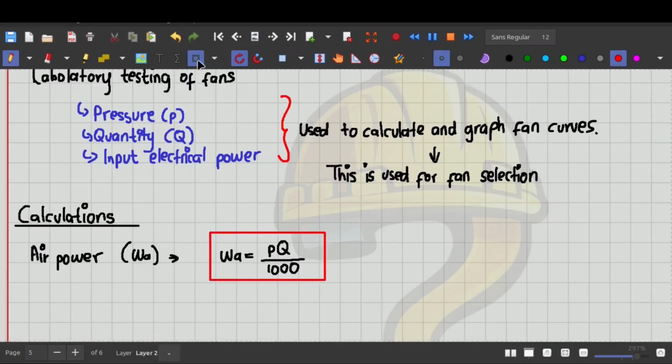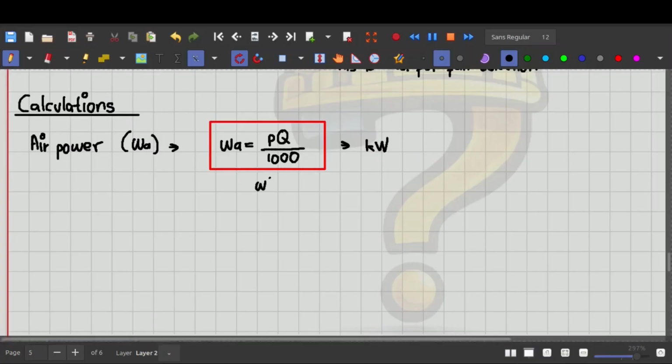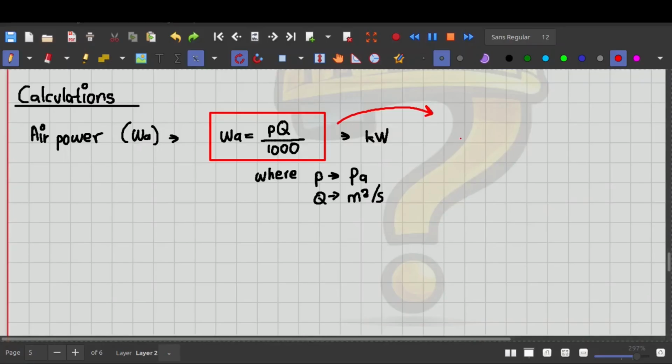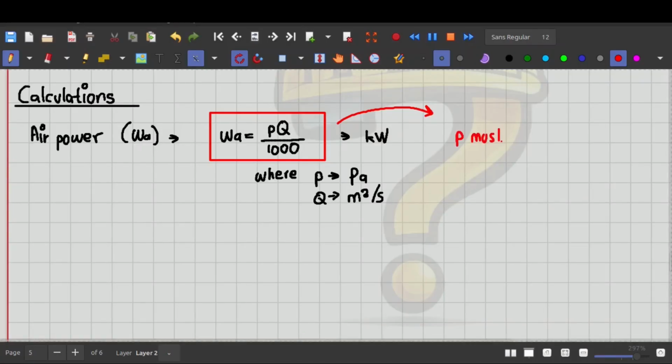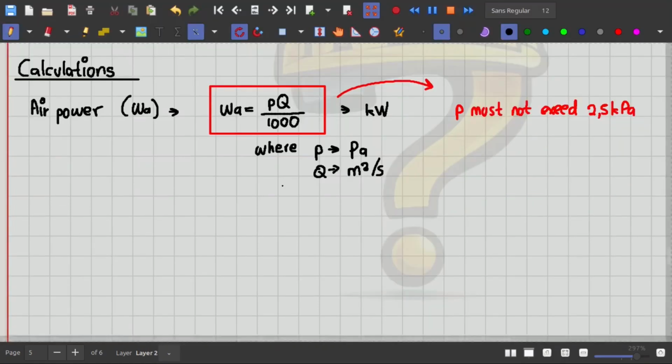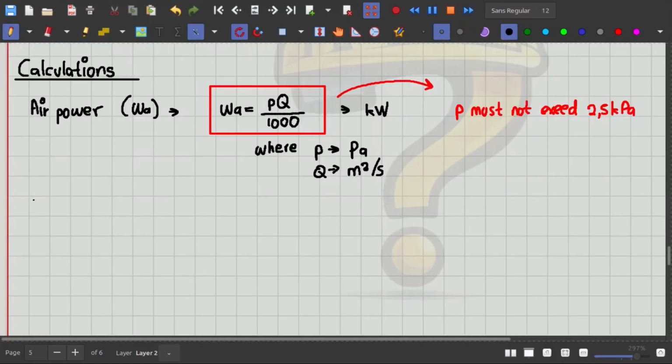This 1,000 is just to help us get our power in kilowatts, so our WA is in kilowatts. This is important to know. Our P is in pascals, and our Q is, obviously, in cubic meters per second. This equation will only be valid if your pressure does not exceed 2.5 kPa.